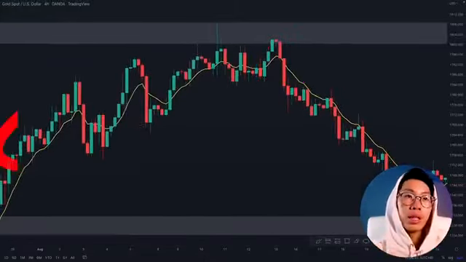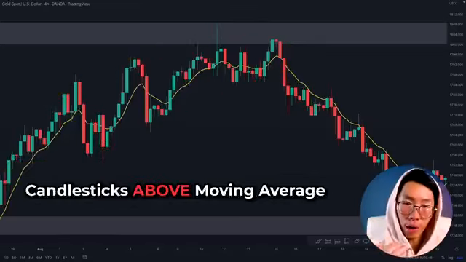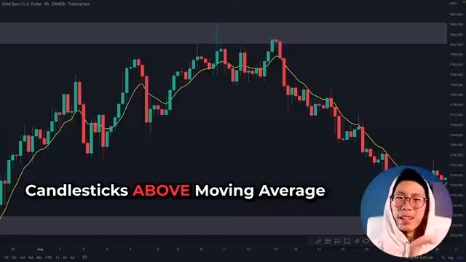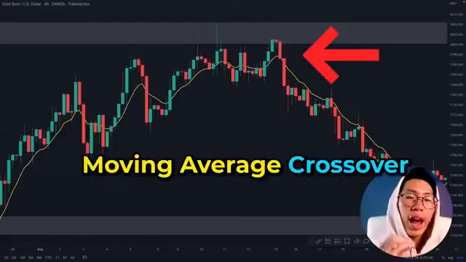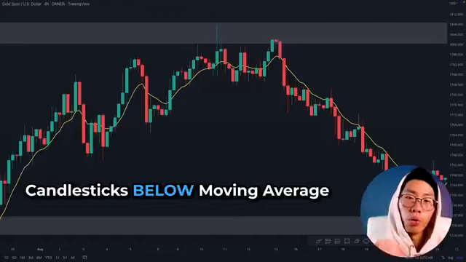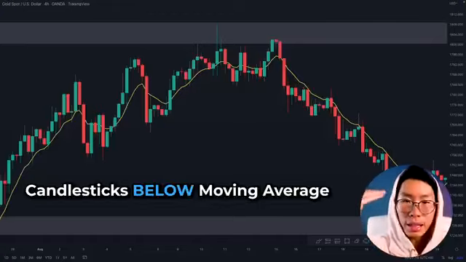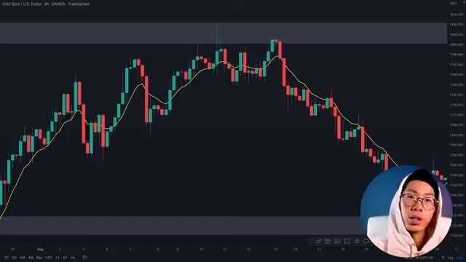So you can see previously right around this area, price has been above the moving average. You can see all the candlesticks are just above the moving average. But right now, at this point of time, the moving average has crossed over. So this is what we call the moving average crossover. You can see right now the moving average is above the candlesticks. So that's the second confirmation that tells us that price is reversing.